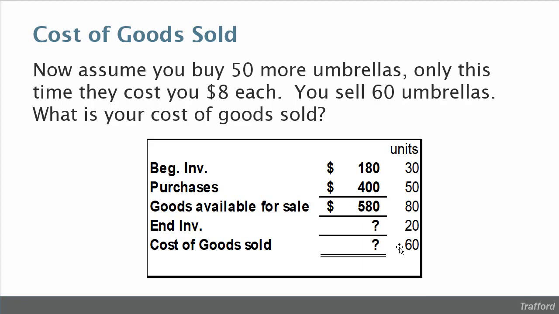The other thing we know here is that whatever cost we assign to the 20 umbrellas that are left in inventory and the cost of the 60 umbrellas that we sold, those two costs have to add up to $580, right? But how much do we assign to these 20 and these 60? We have some $6 umbrellas and some $8 umbrellas. So now it's a little bit messier. How would you do this?